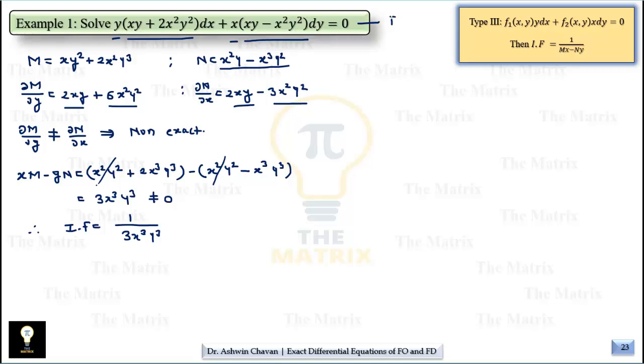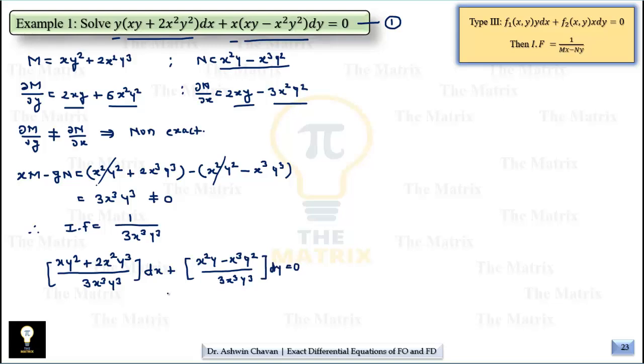Now we call the given differential equation 1, which was originally non-exact. If we multiply the given differential equation 1 by this factor, 1 upon 3x cube y cube, it becomes exact. So let's multiply. We claim that this is an exact differential equation, and we match this with M dx plus N dy, so we get new M and new N for the calculation.